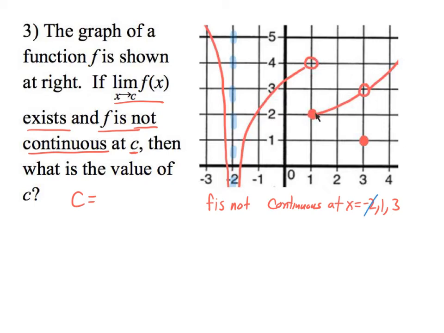So let's look at 1. Does the limit exist here? No, because it goes here and here. They don't approach the same spot. So the limit does not exist there. So it seems like this will probably be the only one.